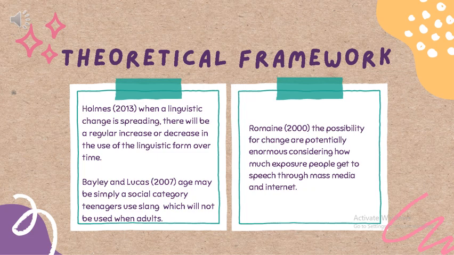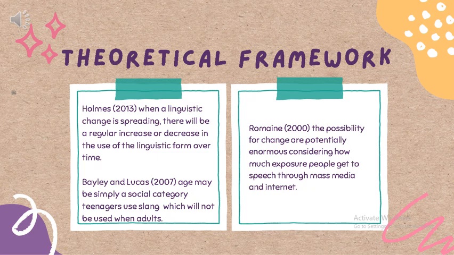Now, let's understand that these authors are saying the same thing in different ways. For example, Bailey and Lucas say that when teenagers start using a different kind of wording, that doesn't necessarily always mean that they're subject to a language change. It could just be that they're trying to be different, trying to identify themselves, but it doesn't necessarily mean that there's a change in language.